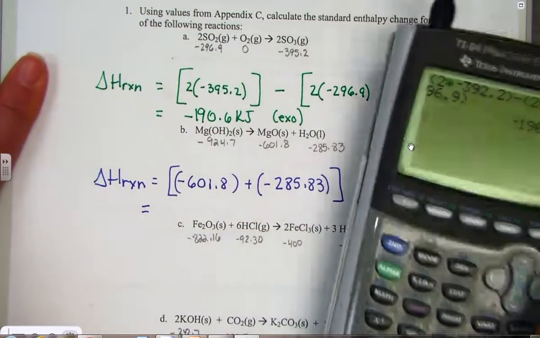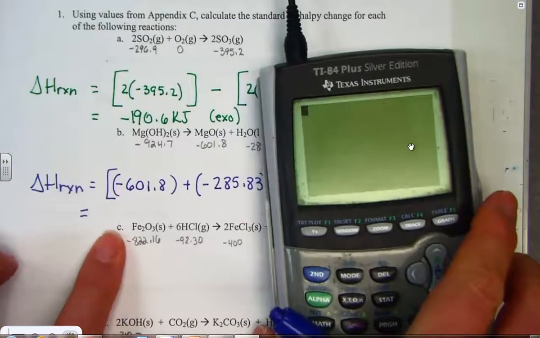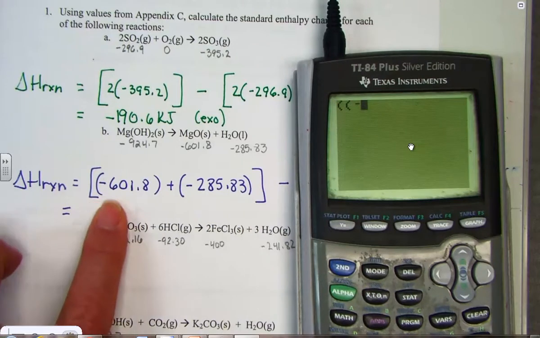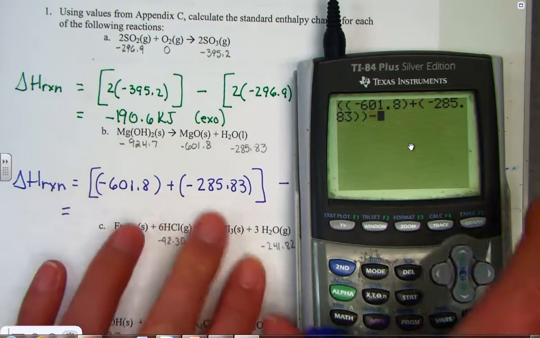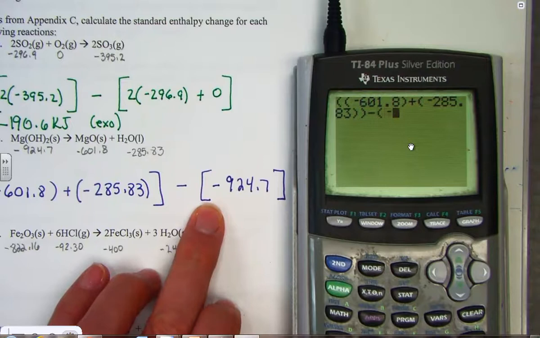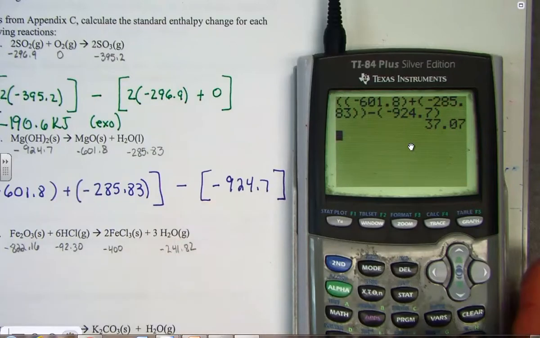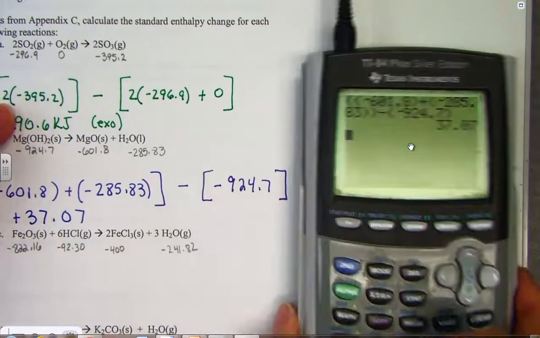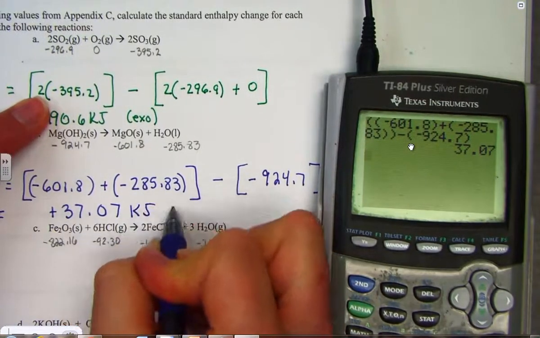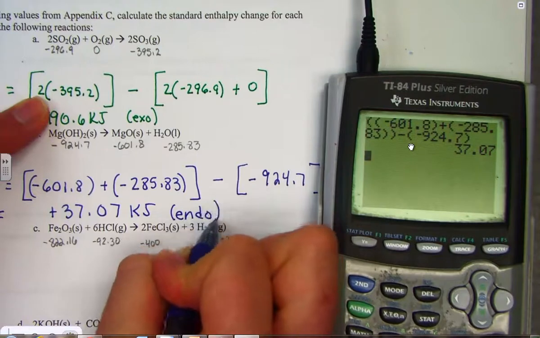Let our calculator do the work. Negative 601.8 plus a negative 285.83 minus negative 924.7 equals, here we have an endothermic process with a value of positive 37.07. Positive 37.07 kilojoules of energy. Heat absorbing.